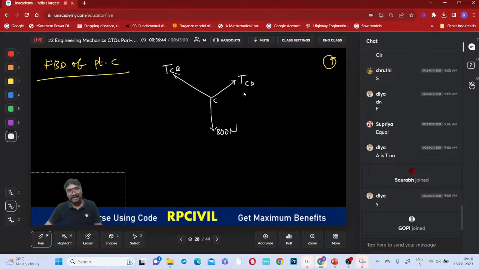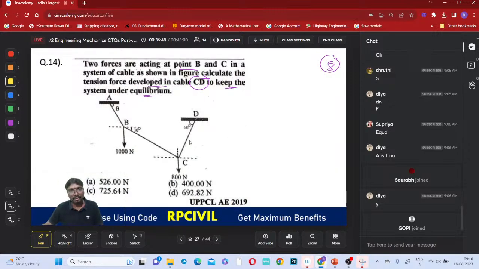Now how can you calculate this tension in this CD? First we should know these angles now. That is 60, this is 30, and this is also 30. That is 60, and this is also 60. This is 30, and this is 90. So now tell me, what is the angle between these two? 90 plus between this TBC and this TCD: 90 plus 60. How much does it come to be?